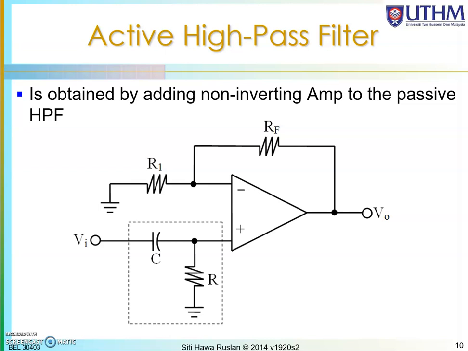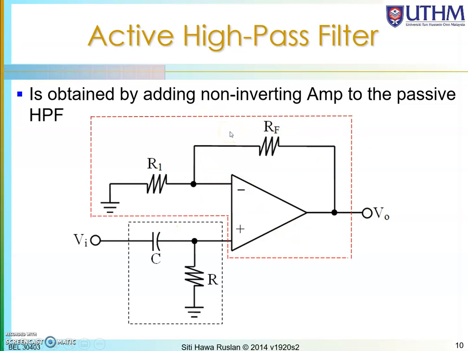Now we look into the active high pass filter. So the difference is just now we just have C and R over here, but now we add the amplifier over here. So it becomes a active high pass filter. Okay, so this one is the filter, this is the amplification, which is the amplifier.